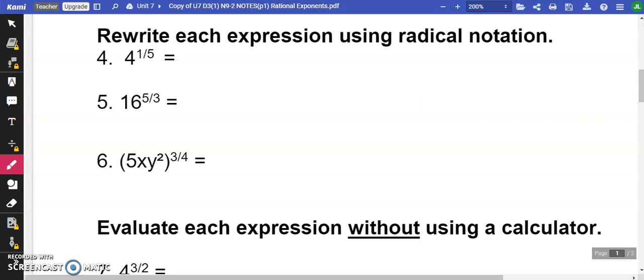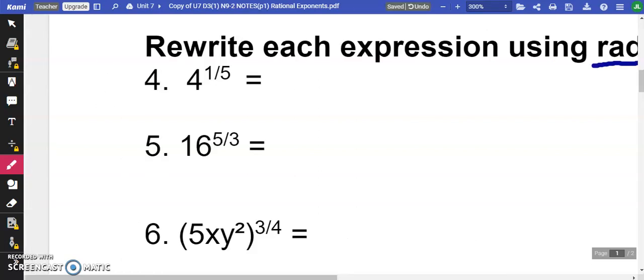For our next few examples, we're basically going to do the same thing, but go the other way. So we have 3 different expressions. We want to write them using radical notation. So that basically means we're going to write them using those root symbols. So just like in the ones before this, the root represented the denominator of the fraction. So if my expression is given with a rational exponent, then the denominator of the fraction is the root.